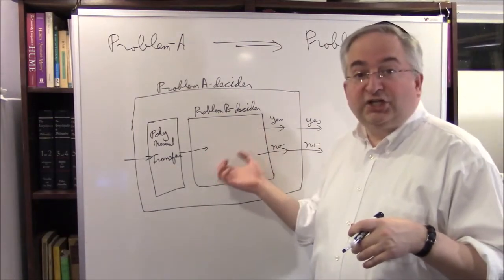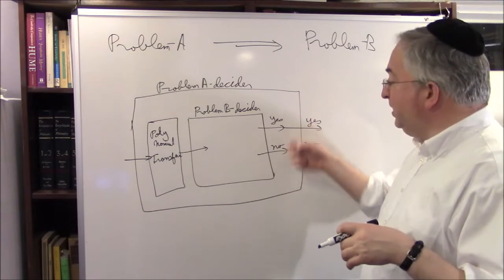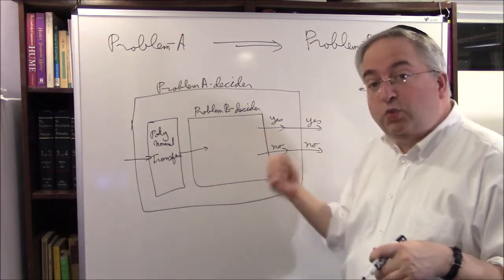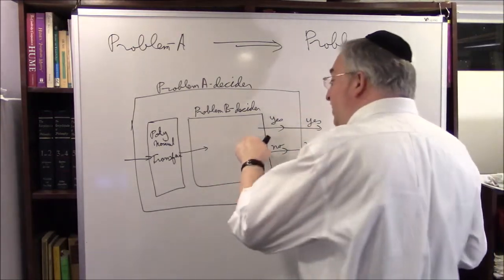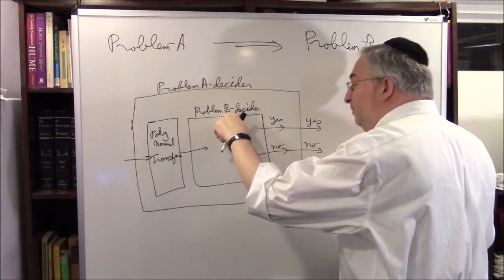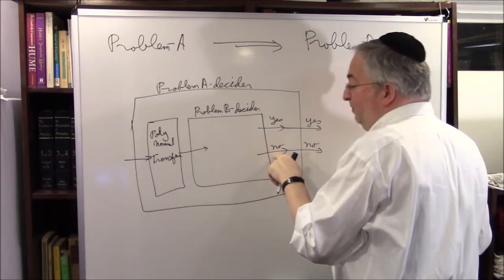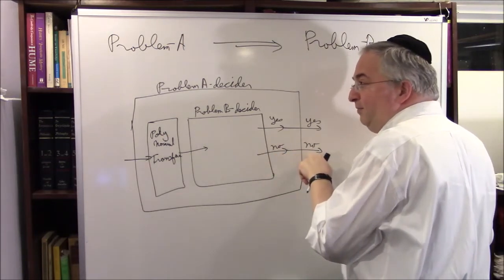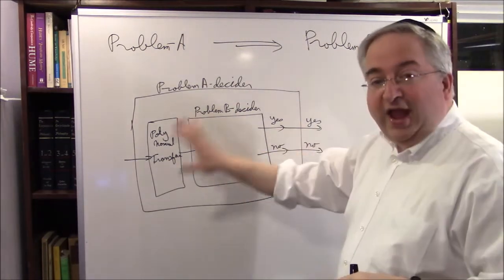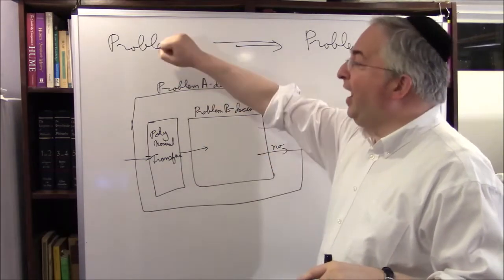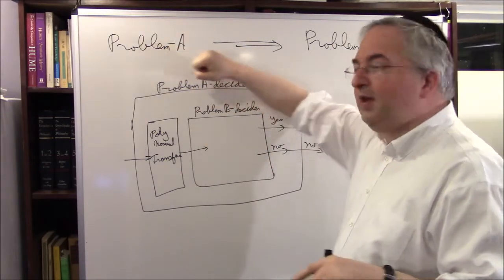I have such a problem. This gives me a yes-no answer. And guess what? This is one of the things I wanted to show you. If the answer is yes for the B problem, the answer will be yes for the A problem. If the answer is no for the B problem, the answer will be no for the A problem. If I have such a setup, then I've successfully changed a problem A to a problem B.